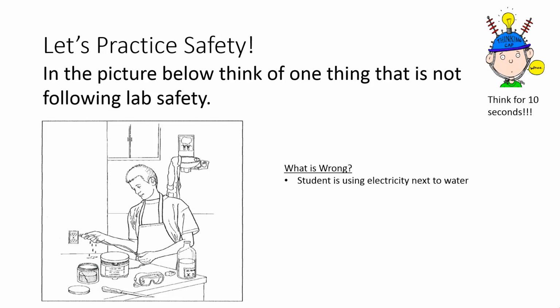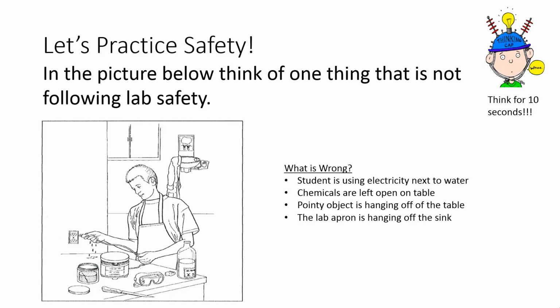The student is using an electric cord next to what is water. Now, for those of you who don't know, if you use electricity next to water, most likely you're going to get shocked, and that hurts a lot. The chemicals are left open on the table. If you notice, there's a knife on the table, hanging off the table. This can be an extreme hazard. Let's make sure no one gets hurt.